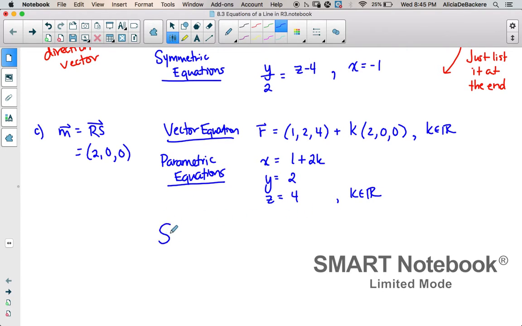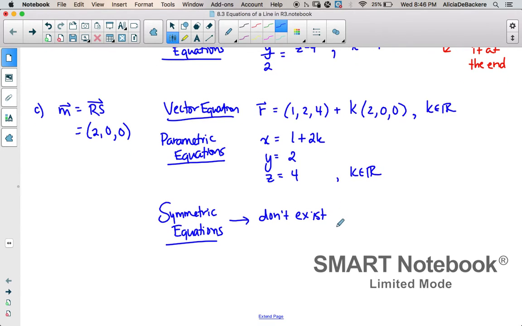All right, so this guy's a little bit weird because the whole point of these symmetric equations is to rearrange so that I get different expressions in terms of, like, in this case, k equals some stuff. So I could rearrange the first one here. I would get x minus 1 divided by 2 equals k. But there's nothing else for me to set that equal to because I can't rearrange y or z. So in this case, the symmetric equations actually don't exist.